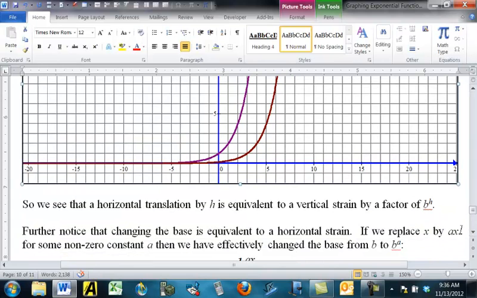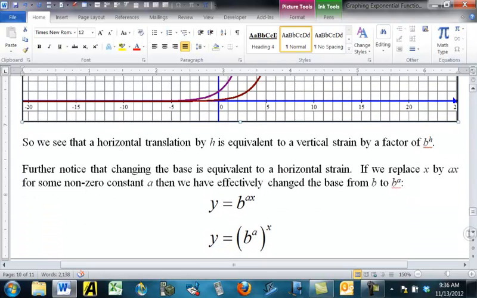So a horizontal translation by h is equivalent to a vertical strain by a factor of b to the h. So that's kind of an interesting factor. Wait a minute, actually this should say b to the minus h. B to the minus h.